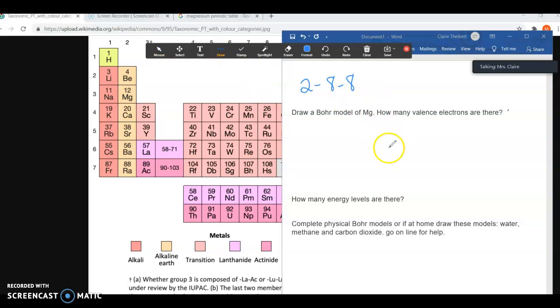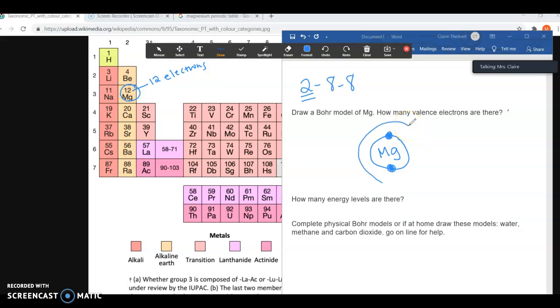Okay, so when you're drawing a Bohr model, you're going to write Mg in the middle. And then you're going to draw one ring around it. And your first ring can have 2 electrons. And again, when we're looking at magnesium, we know we have 12 electrons. So we have to draw these electrons around magnesium. Okay, so this is our magnesium. The first ring we can do 2. So we have 1, 2. So we have 2 out of the 12 electrons.